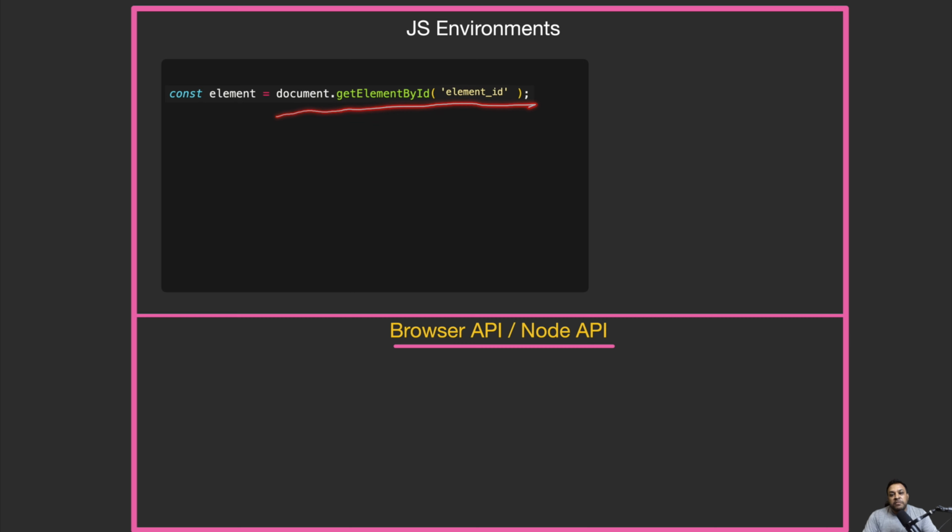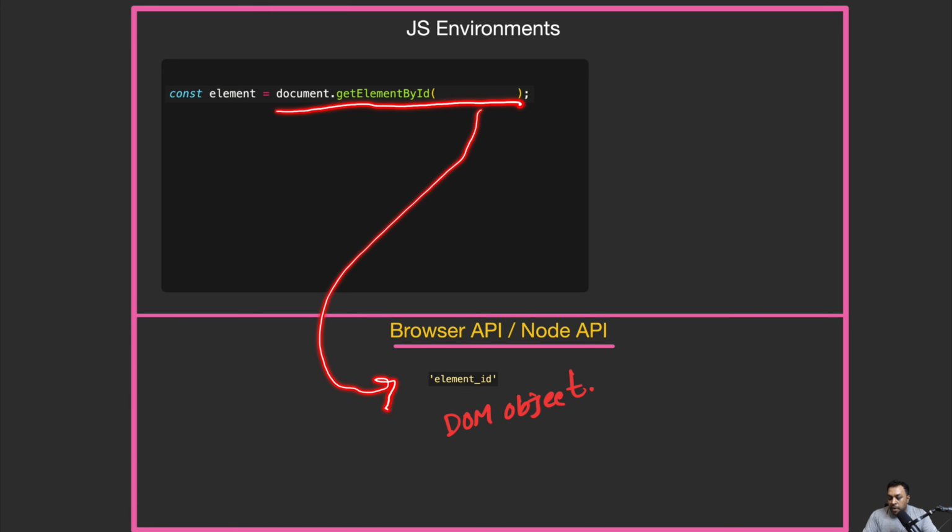Document.getElementById. This is a very popular function, but this is a facade function. It does not do anything on JavaScript environment. Rather, it passes this parameter to the browser and node environment. And remember, the browser has the DOM object. JavaScript environment does not have the DOM object. So every time you are asking the DOM object to give you something, it is actually passing the work to the browser. And the browser basically finds out the element.